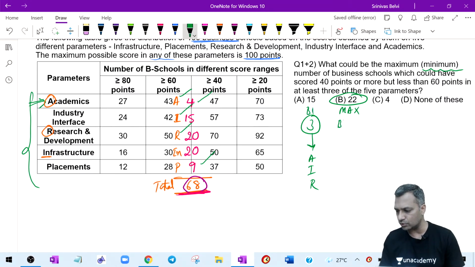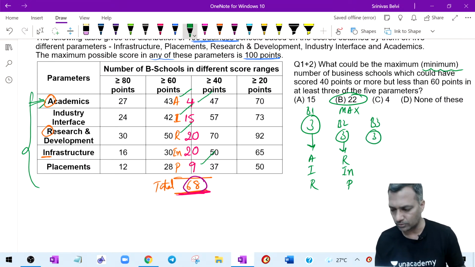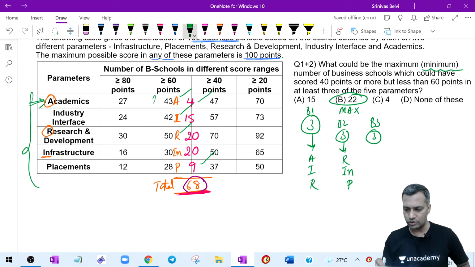Now go to B school 2. Give that fellow also 3 tokens. To this fellow, you give one research token, one infrastructure token, one placement token. Go to B school number 3. Again, give another 3 tokens. Like this, you distribute. What big deal about it? You have so many tokens. What is the problem in distributing?